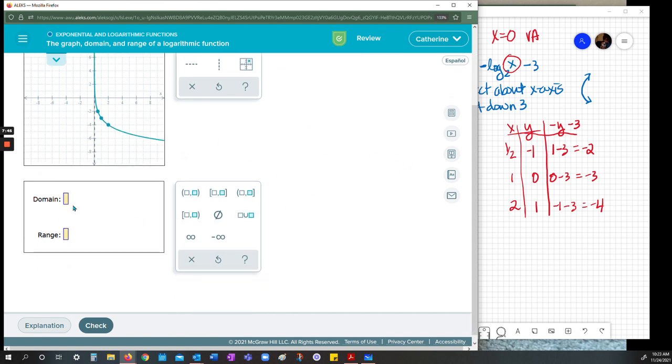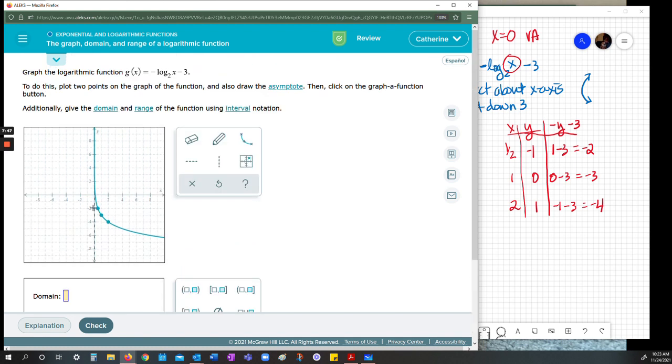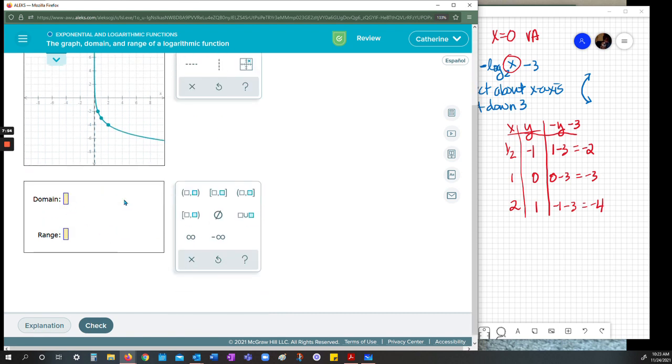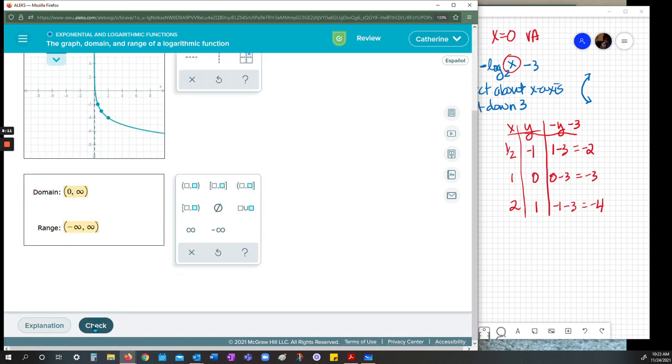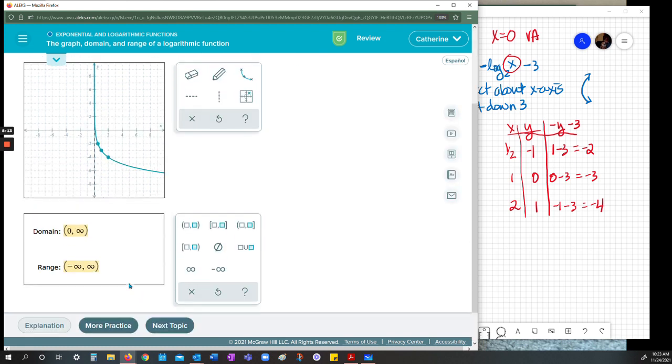And so the domain and range are going to be the same as for any basic log function, because we didn't shift left or right, so the domain is still going to be 0 to infinity with parentheses. And the range is always going to be negative infinity to infinity for a log, or at least the ones that we're going to be dealing with. Okay, so there we go.